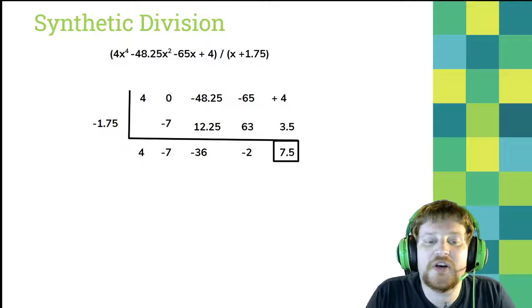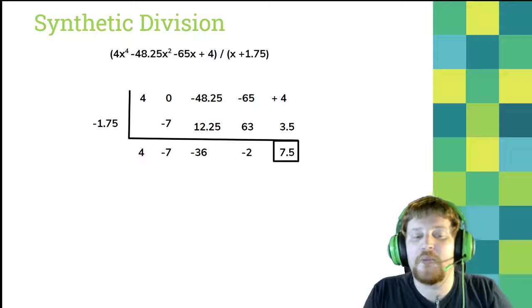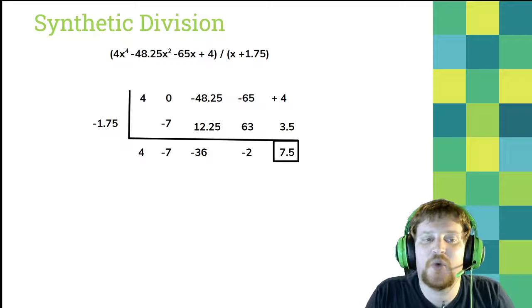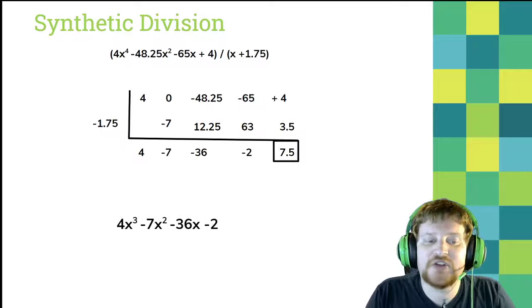So from here, all we're going to do is those 4 numbers that we have, 4, negative 7, negative 36, and negative 2, those become our coefficients for our answer. And we started with x to the 4th power. So here in our answer, we're going to have x to the 3rd power. So our answer is 4x cubed minus 7x squared minus 36x minus 2. And then that 7.5, that's our remainder.